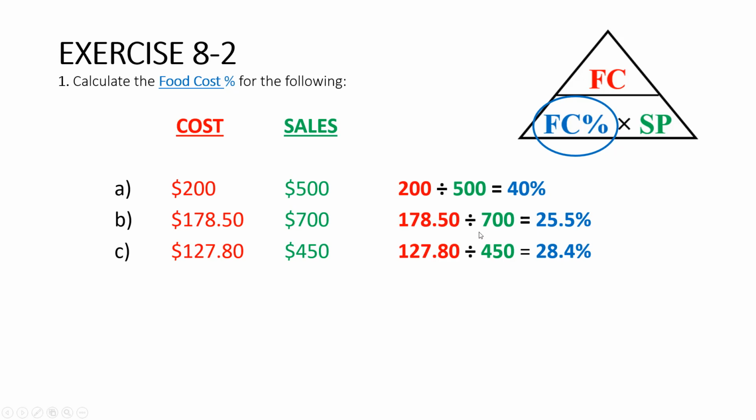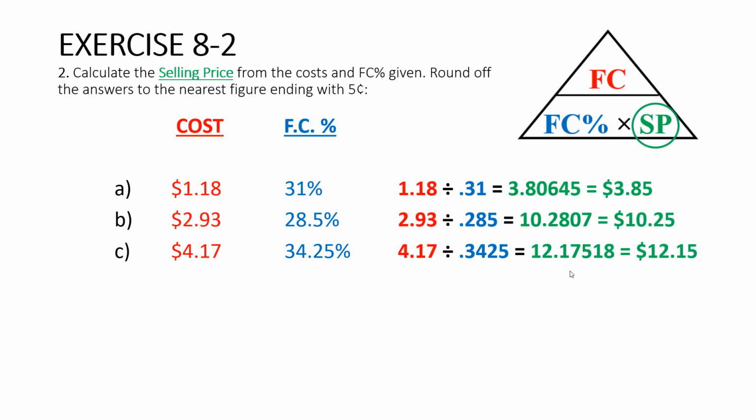Here we have $178.50 in food costs, which generated $700 in sales for us, giving us a food cost percent of 25.5%. And this last example, $127.80 in edible portion food cost, divided by our total sales of that food of $450, we had a food cost of 28.4%.